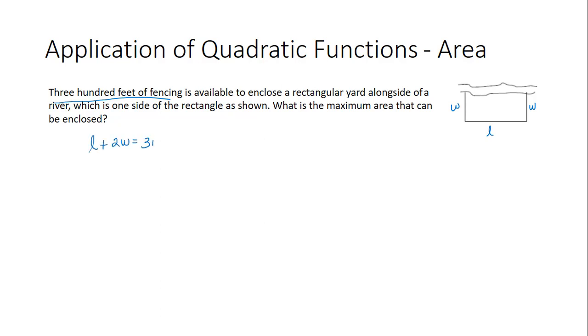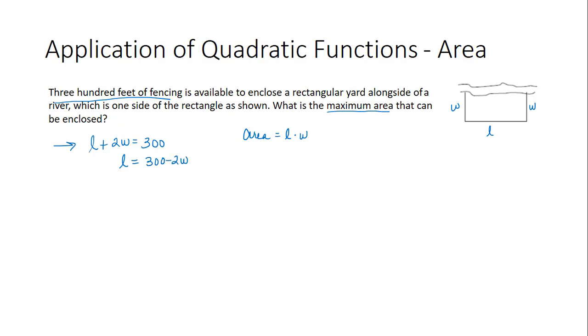is equal to 300. Now we are asked to maximize the area, right? What is the maximum area that can be enclosed? So we want to try to figure out a function that represents the area. And we know that area is length times width. But the problem is we need a single variable in our function. And so we are going to use this relationship that we know that L plus 2W equals 300 to solve for L. If we subtract 2W from each side, we would get that L is equal to 300 minus 2W.